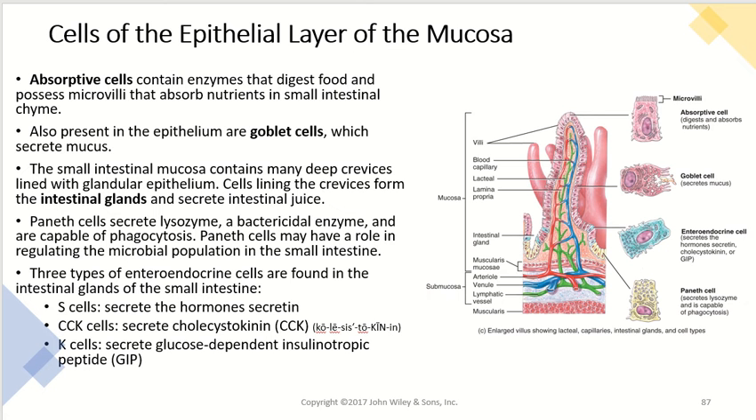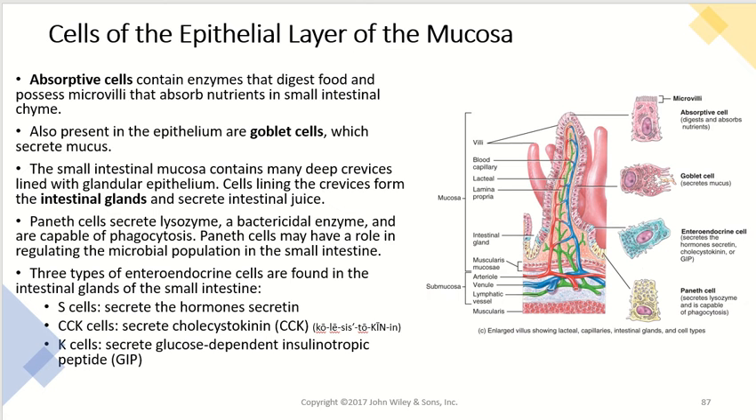The Paneth cells are going to secrete lysozyme. This is a bactericidal enzyme, so it's going to kind of clear out or destroy any sort of bacteria that might be in the small intestines, or unwanted bacteria, I guess I should say. These Paneth cells are also going to be capable of phagocytosis, and they may have a role in regulating the microbial population in the small intestine.